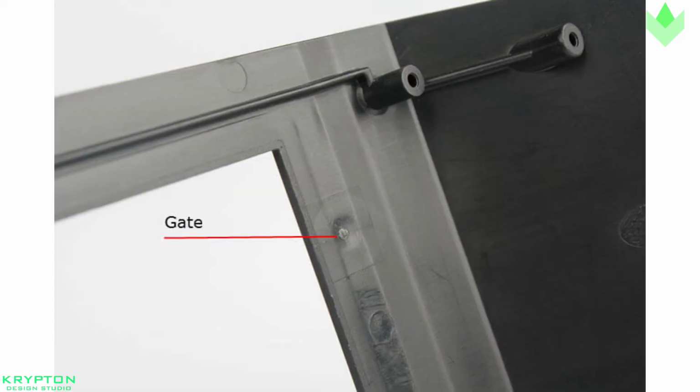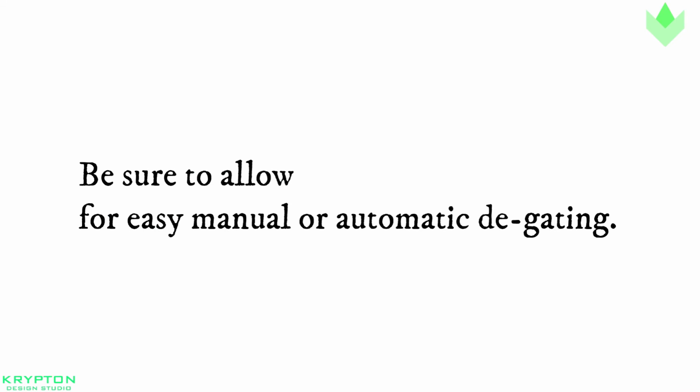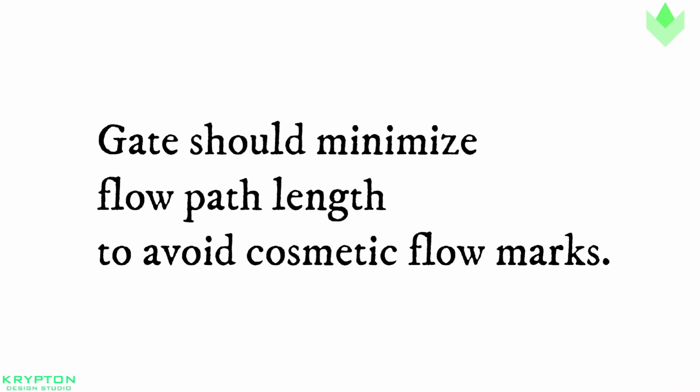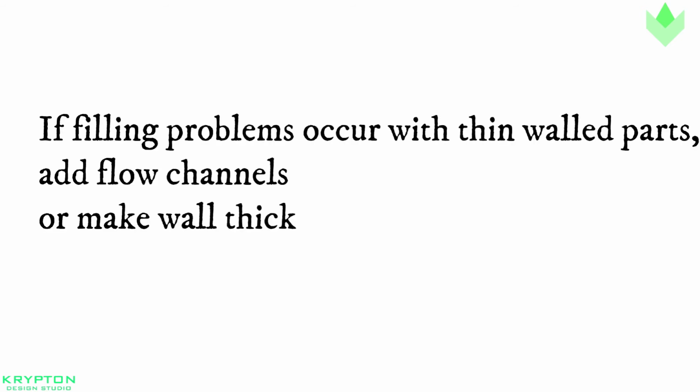If you are using a plastic with a high shrinkage grade, the part may shrink near the gate, causing the gate to pucker if there is high molded-in stress at the gate. Be sure to allow easy manual or automatic degating. The gate should minimize flow path length to avoid cosmetic flow marks. In some cases, it may be necessary to add a second gate to properly fill the part.